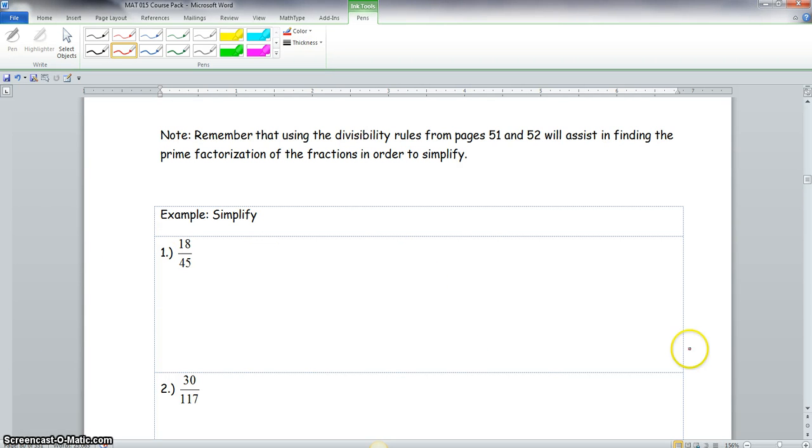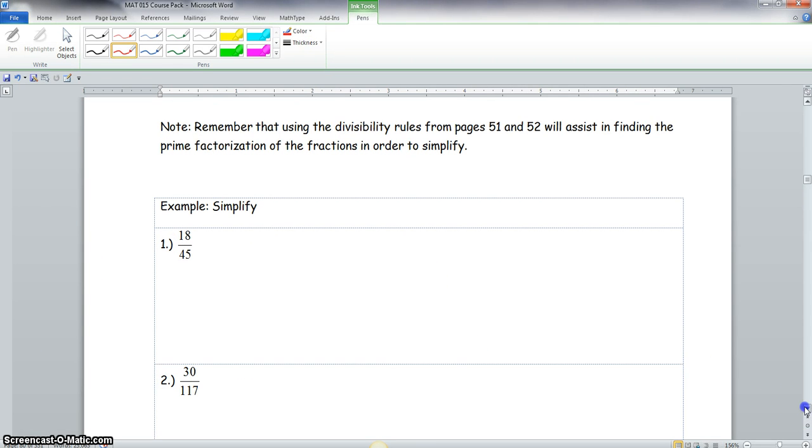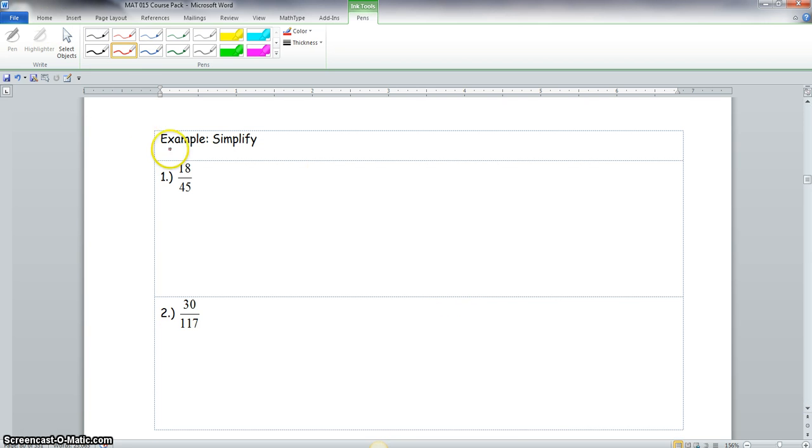Okay, now let's go here to problem number 1. It says 18 and 45. Let's find the prime factorization of 18 and also 45. 18 we know breaks down to 2 times 9. 2 is prime, 9 is not. And 9 breaks down to 3 times 3. And we know both of these 3's are prime. So our prime factorization of 18 is 2 times 3 times 3.